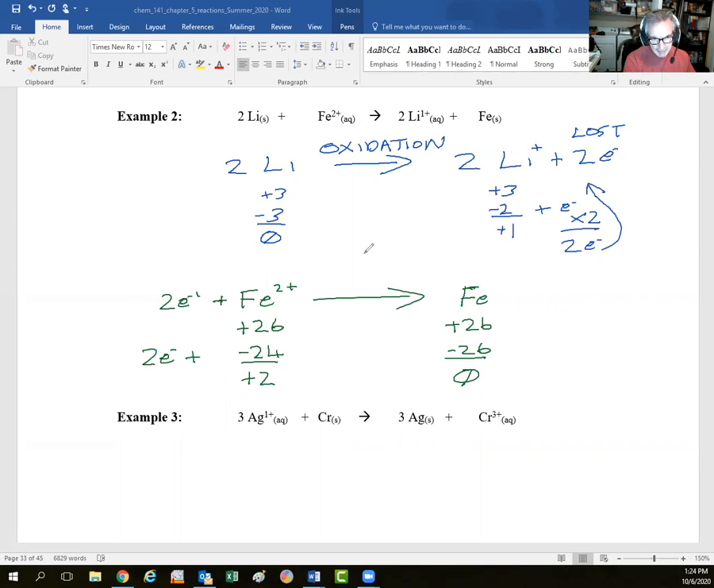These electrons seem to disappear by the end. That's because the ion is picking them up. It says, I'll take those. And so electrons picked up. This is electrons being gained. This is our reduction step.